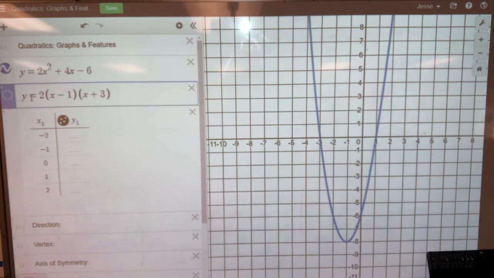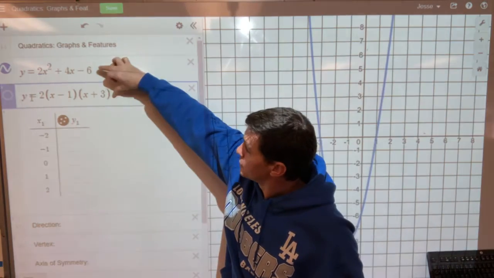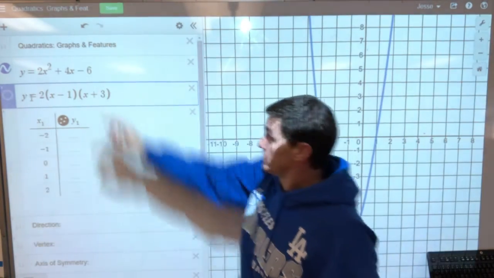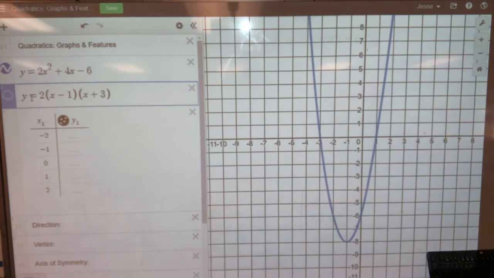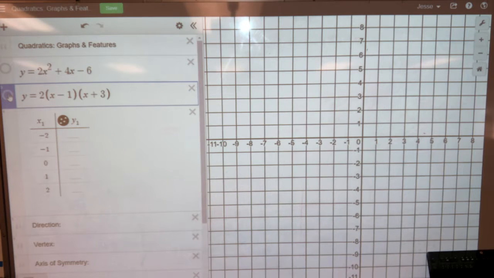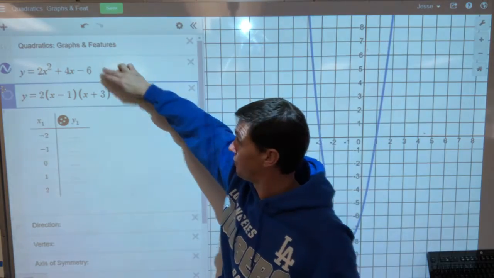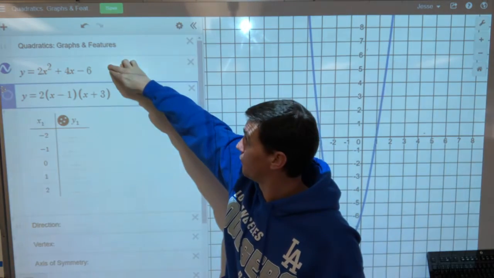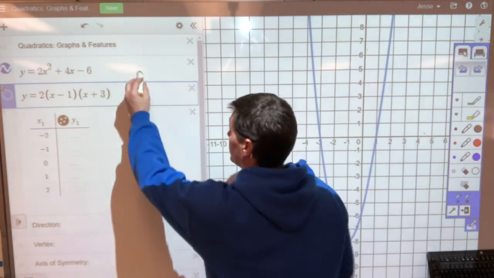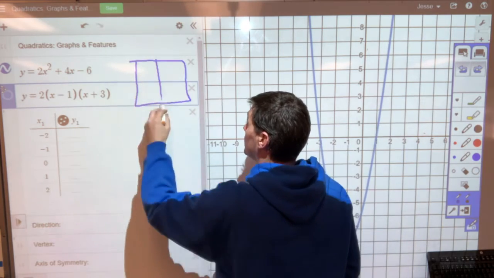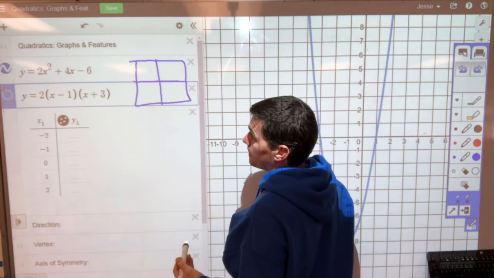All right, something I want you to notice, these two functions are the same. Check this out. In blue and in red. Notice how they overlap. Hey, here's my red graph, here's my blue graph. They are the same function. They look very different. This is in standard form, this is in factored form. And so how do we go from standard form to factored form? Well, that's where we use our skill of factoring, right?